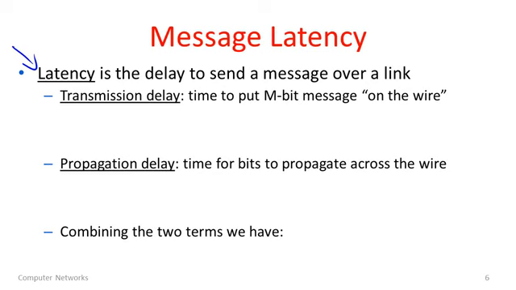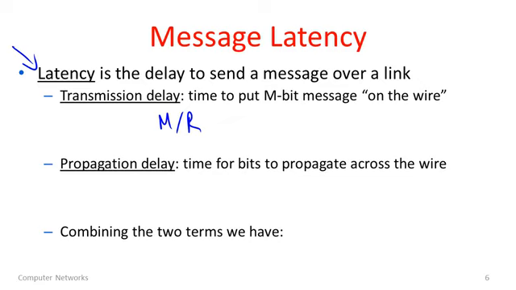It actually turns out that it's composed of two separate components. First of all, there's what we call the transmission delay. This is the time to put this message, which is m bits long, onto the link, sending it out at a certain rate r. So that component is m divided by r. That's all it is. The second component is what's called the propagation delay.